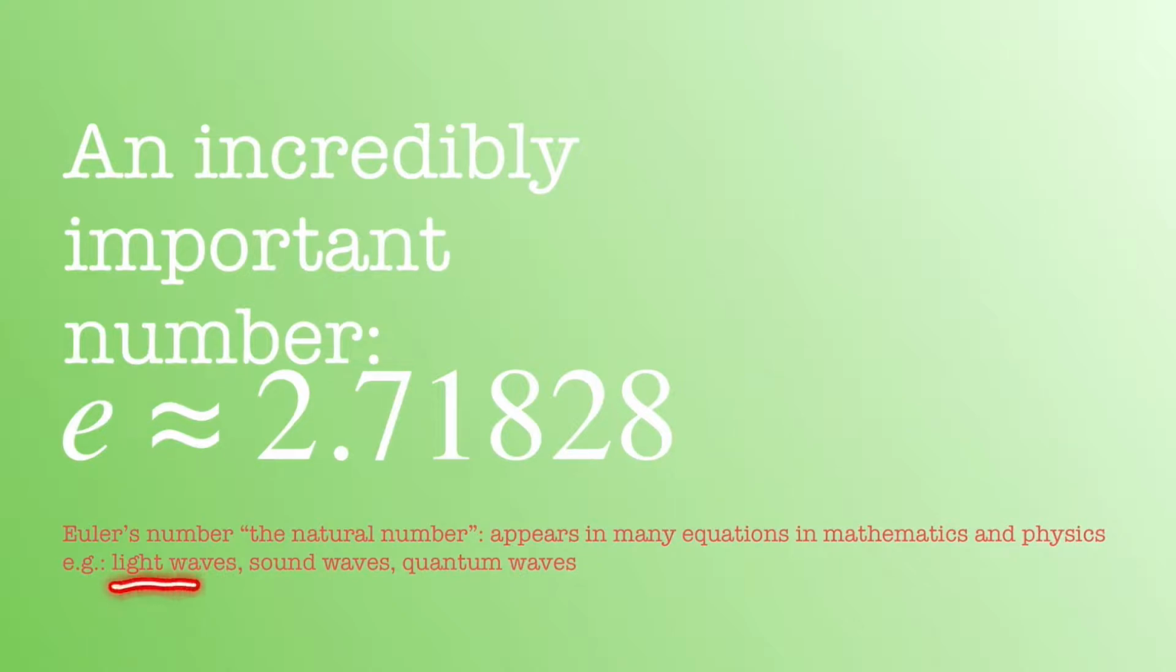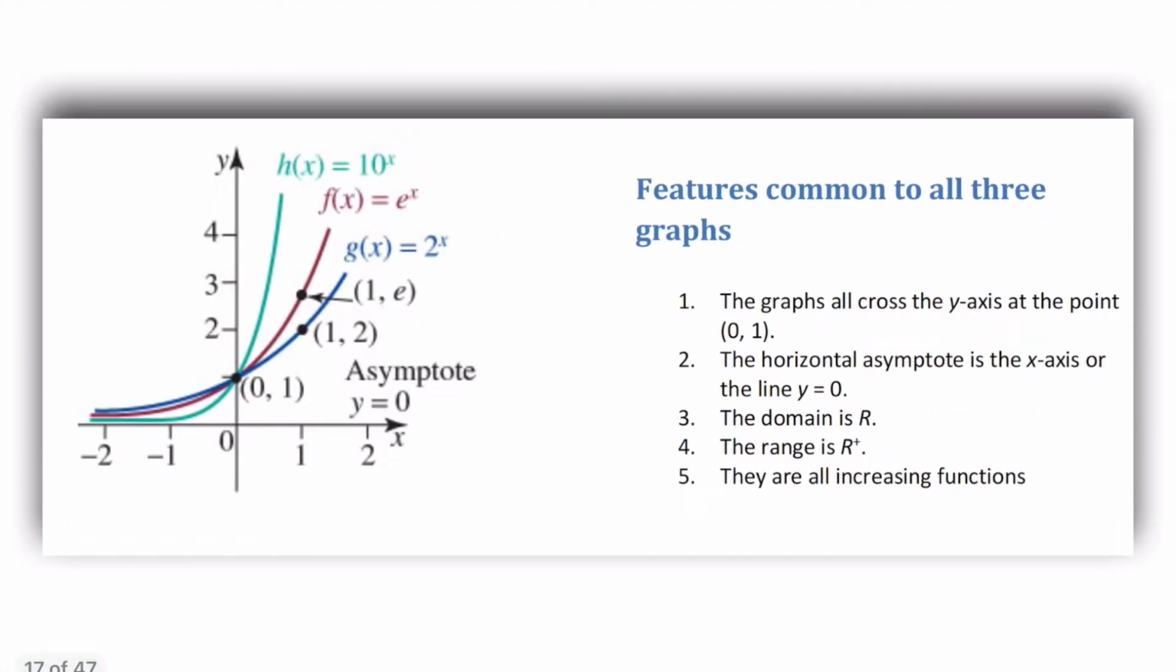So this number seems to keep popping up in things like light waves, sound waves, quantum waves, and just a whole bunch of mathematical definitions. So instead of having to write 2.71828, and it's an irrational number, it goes on forever, we can say that it is the number e. What you should remember is that it's a number between 2 and 3, and I just remember it as 2.7-something.